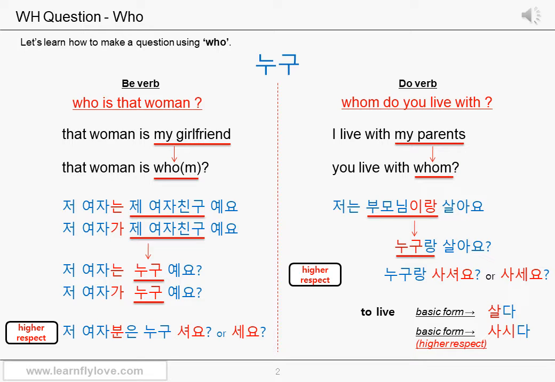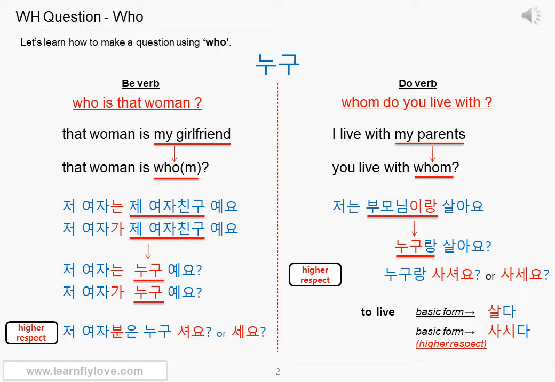We don't need the subject you here, not because it's an interrogative sentence, but because it's an honorific sentence. With whom? We still use the particle 랑, 과, or 하고 for the preposition with. 누구랑, 누구와, or 누구하고 live, 살아요? 누구랑 살아요? 누구하고 살아요? 누구와 살아요? Whom do you live with?